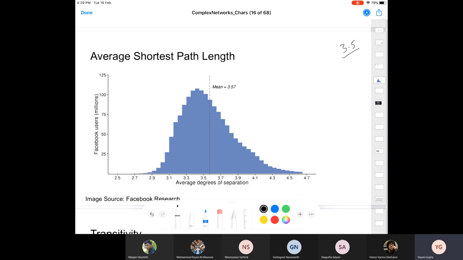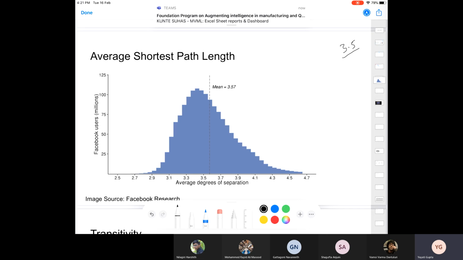Which means that you are connected, on average, to almost every person on Facebook within a maximum of 4 hops. So everyone on Facebook, you can find by looking at your friend's friend's friend's friend. That's all. So this Facebook network is this small, you can say.